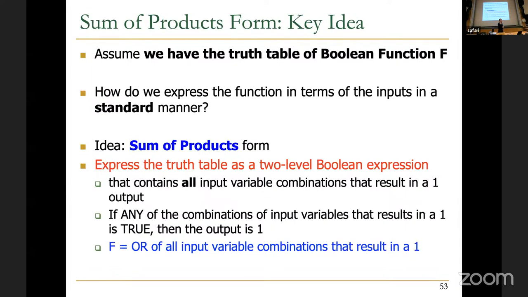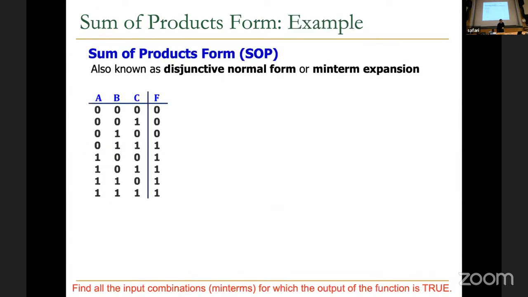Now, you need to express those combinations that result in a one, such that they actually result in a one. So, let's do that. The best way of doing this is with an example. I'm going to later put some terminology into this also. This is also called in some other ways. Sum of products is better, I think. So basically, you look at all of the input combinations, they're also called minterms, we will define that later, for which the output of the function is true or one.